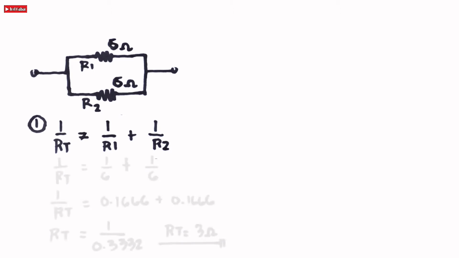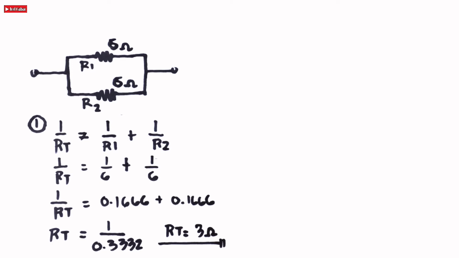So let's proceed to the next circuit, which is a parallel circuit. We will rewrite first the formula of a parallel circuit. 1 over RT is equal to 1 over R1 plus 1 over R2. Just simply substitute the given resistance to the formula.